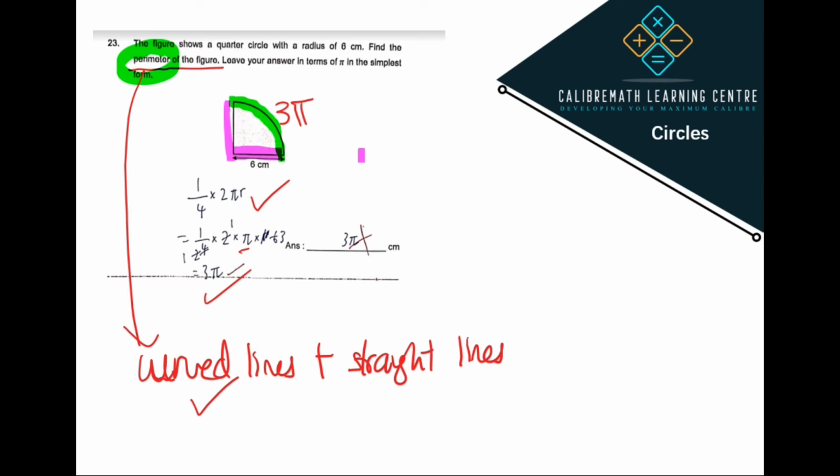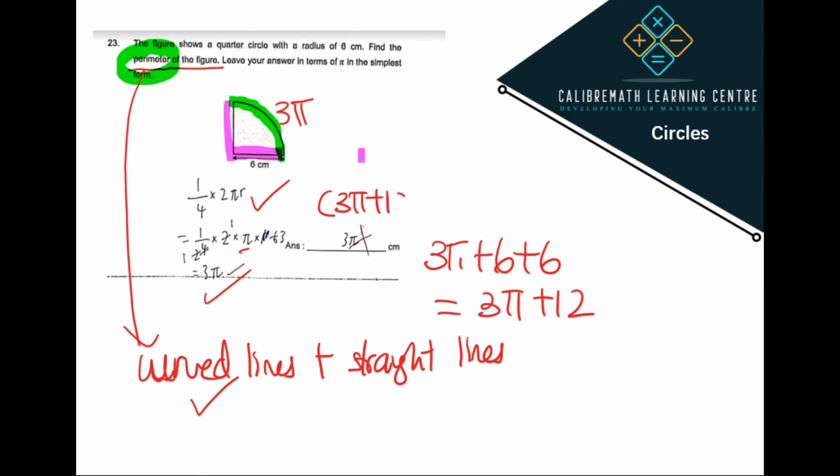So there's one more step to solve for this question, which is using 3 pi plus 6 and plus 6, and that gives you the answer to be 3 pi plus 12. So the correct answer to this question is 3 pi plus 12. Remember to put it in brackets.